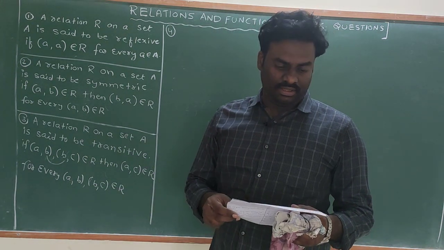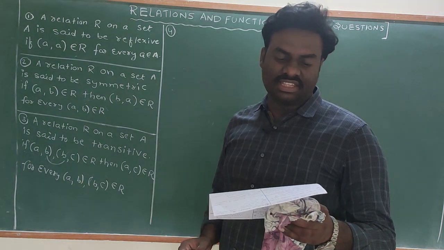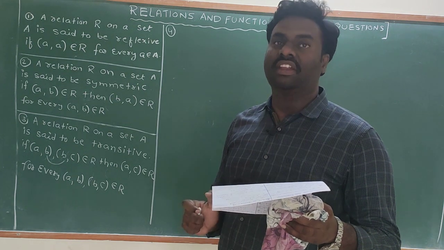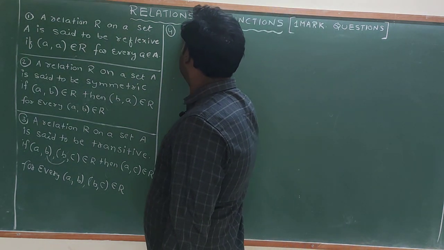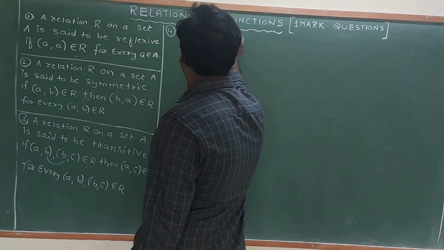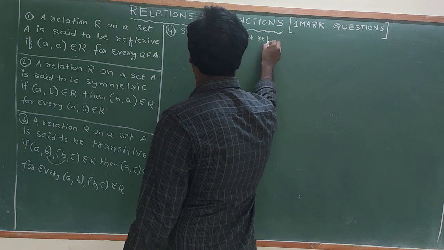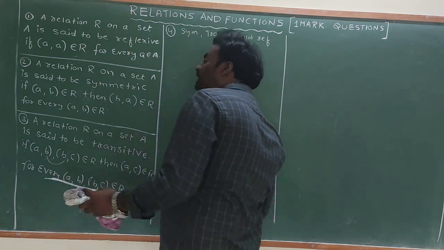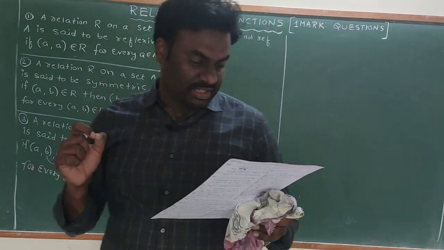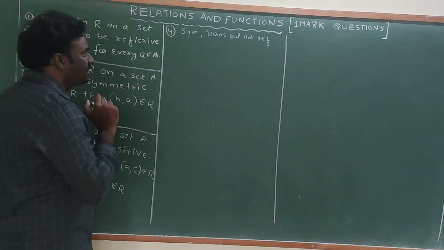See the fourth question. Give an example of a relation which is symmetric and transitive but not reflexive. It should be symmetric, it should be transitive, but not reflexive.